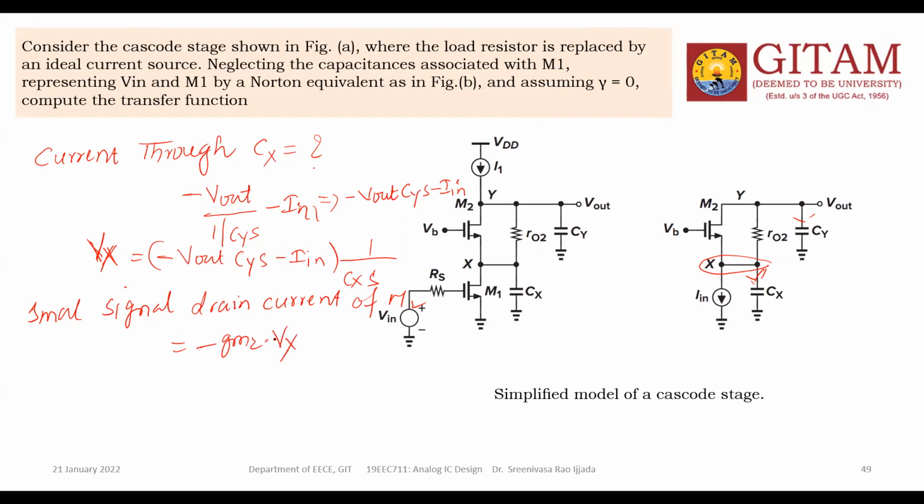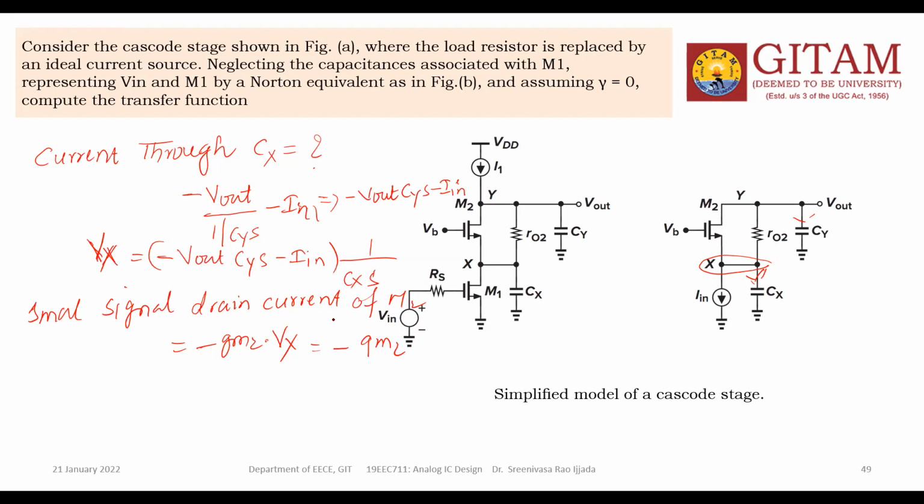What is that one? Transconductance is nothing but, gm is the transconductance. Transconductance is nothing but current by voltage. And this is multiplied by voltage, voltage will cancel and current will remain. So that is equal to minus gm2.